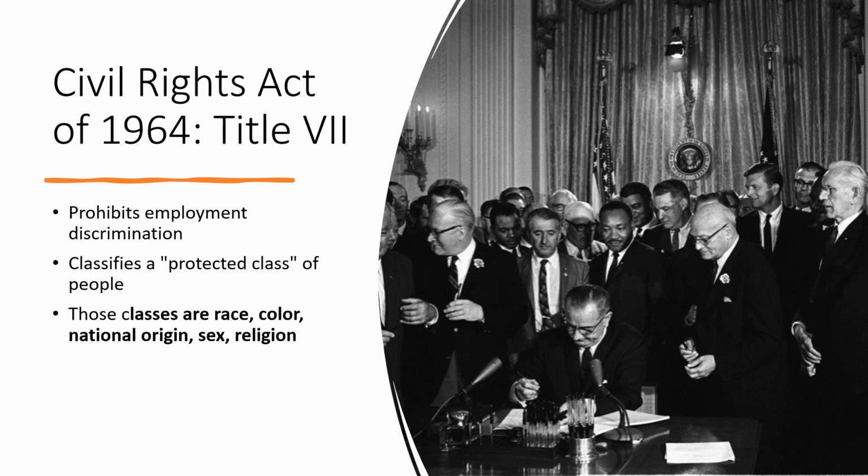This lecture focuses on employment discrimination law, specifically the Civil Rights Act of 1964 and Title VII, which bans employment discrimination. In Title VII of the Civil Rights Act of 1964, it prohibits employment discrimination. It also identifies and classifies what is called a protected class of people who have historically been discriminated against in the workforce. These classes include race, color, national origin, meaning you were born outside of the United States but currently live in the US, sex, and religion.